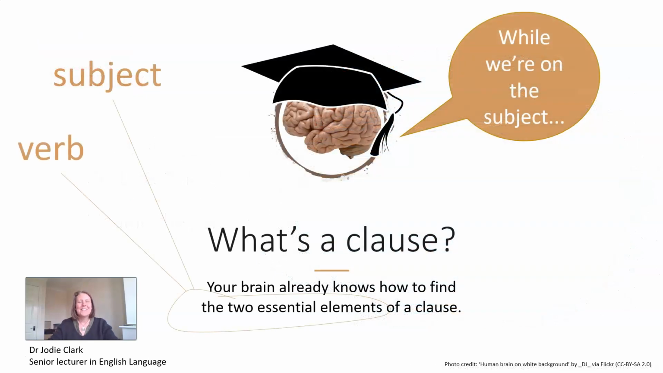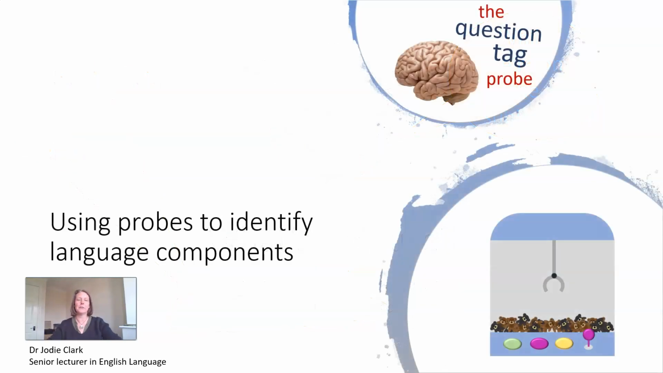Now, in the last presentation, we were talking about clauses, and we were talking about the structural aspects of a language that your brain has known since at least the time you were 3, but probably prior to that. And we talked about how a clause has two essential elements, a subject and a verb, and your brain already knows how to find them, and it knew that before it had even heard the words subject and verb. We will have a quick review of how to find the subject, and then we'll move on to verbs.